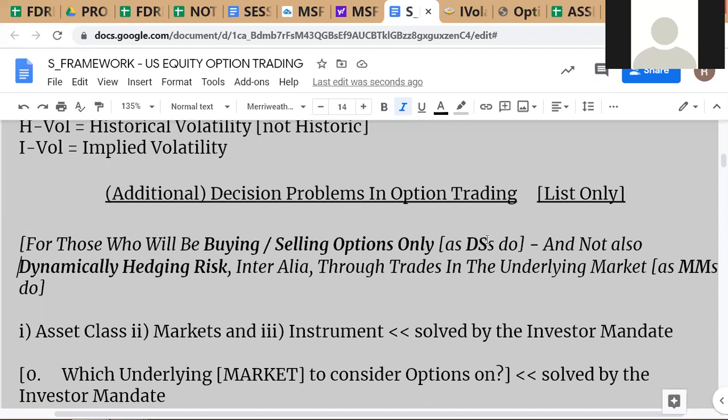So the way you get trained is, first you get trained to do this, and then you get trained to do this, which we will not have time for. But as a second phase, you would have been trained to do this kind of dynamic hedging, which is what market makers do in addition to buying and selling options. So you should be aware of it. But we are not going to be training you to do this because we don't have the time. So you are going to be doing this, but you should know that there is another approach to trading options.